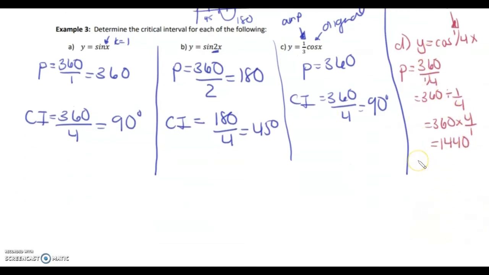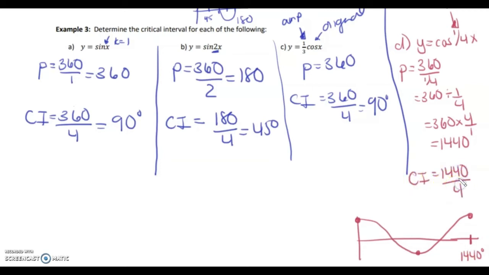In this case, 1440 is very, very long, right? And this is a cos function, so it's going to look like this. Super long. It's going to start at a maximum, go to a min, and go back to a max. One full rotation is going to be that 1440. Well, for our critical interval, if we take the 1440 and we divide it by 4, what do we get? We get 360. So a critical interval is going to occur every 360 degrees.